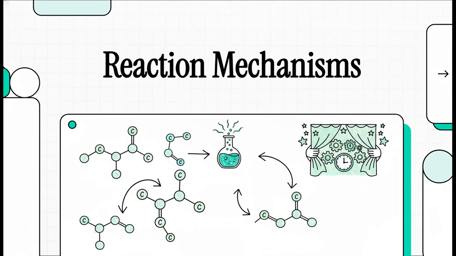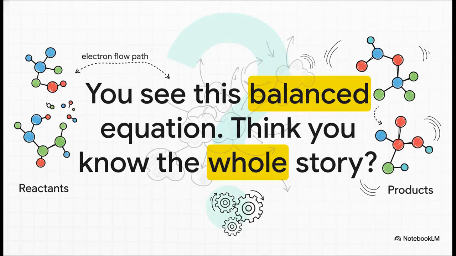Welcome to The Explainer. Today we're going to pull back the curtain on chemical reactions and find out about the secret story that's happening just beneath the surface. So you see a balanced chemical equation. It seems pretty straightforward, right? You've got your reactants on one side, products on the other. Easy. But what if I told you that simple line of text is actually hiding most of the action?